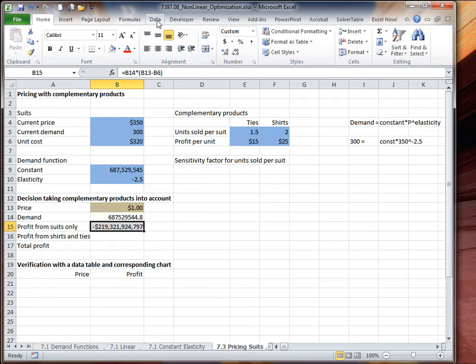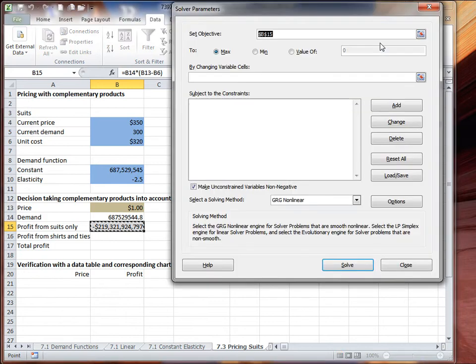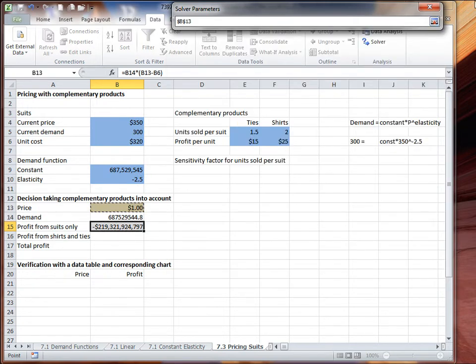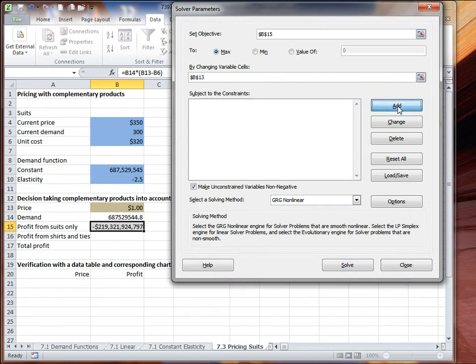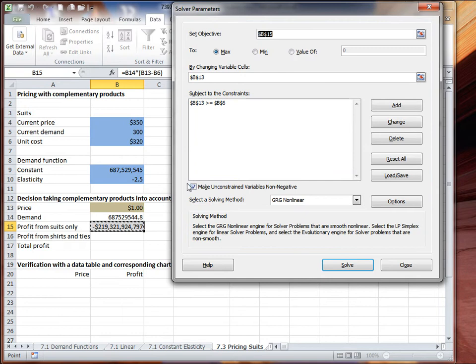And what I want to do now is start using Solver. I'm going to do this just like I did the last time. So I want to maximize the profit by changing the price, okay? And I want to add a constraint that says the price has to be greater than or equal to the unit cost. Make decisions non-negative, use my GRG nonlinear, and now let's see what happens.